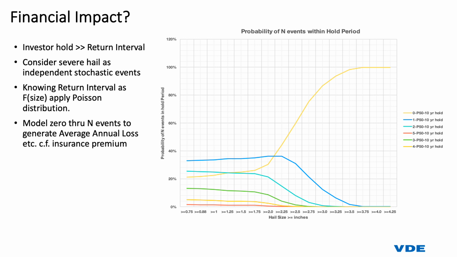VDE has developed a tool based on Poisson distribution that, knowing the return interval for different hail sizes, we can estimate the likely number of events and associated average annual losses as a function of hail size.